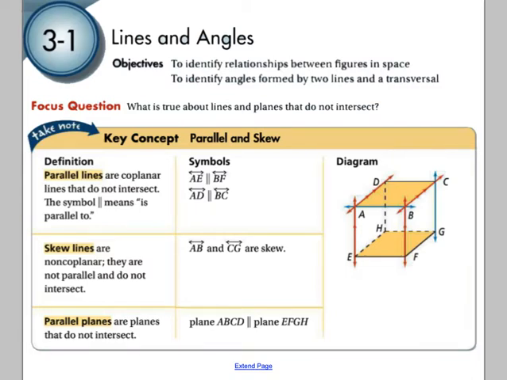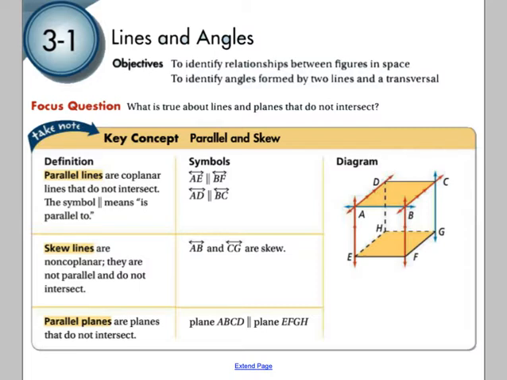Welcome back. We're starting chapter 3 today, and whenever we start a new chapter, we usually have lots of new definitions and terms that we need to define, and that will be the case with this chapter as well. We are going to talk about different kinds of lines and angles, and we will be identifying relationships between different figures, and also identifying specific types of angles that are formed by two lines cut by a transversal.